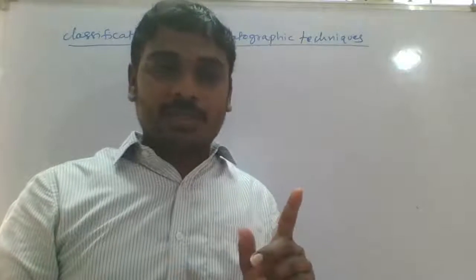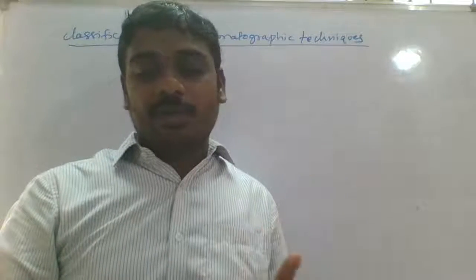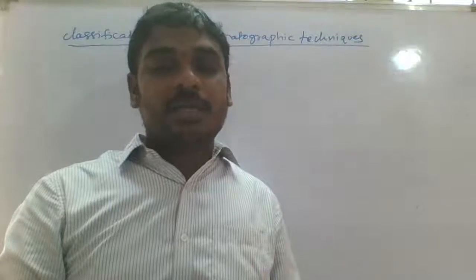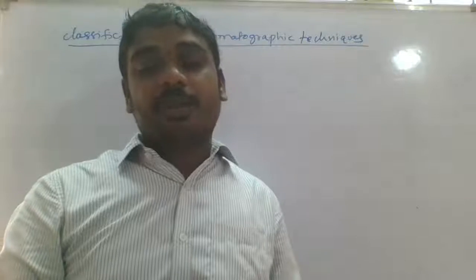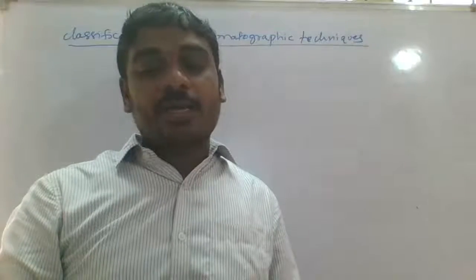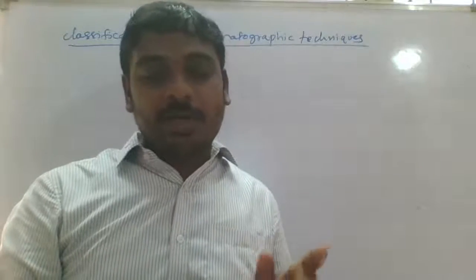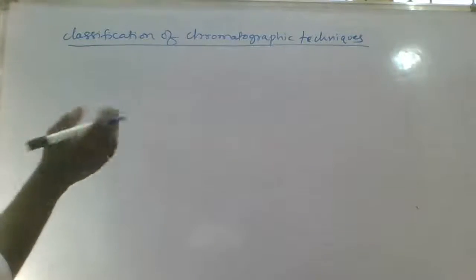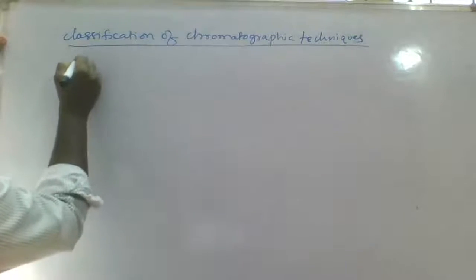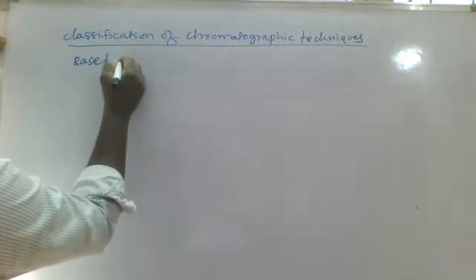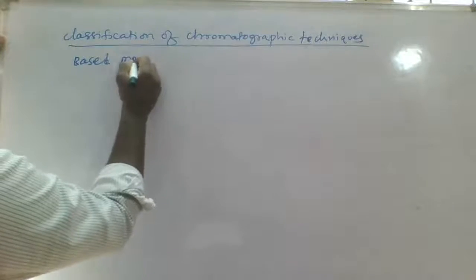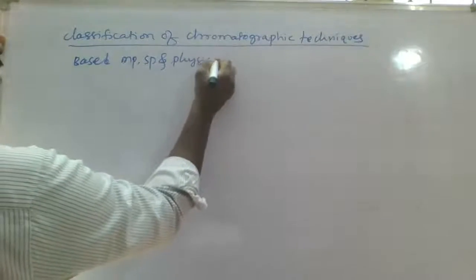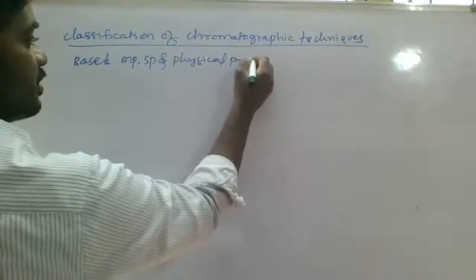So here, one is the classification based on the nature of the mobile phase. The second one is based on the nature of the stationary phase, and another one is based on the difference in physical properties of the components, or the difference in the interaction of the components with the stationary phase.